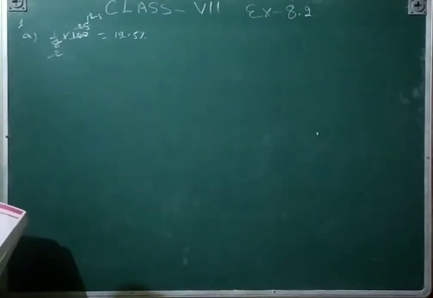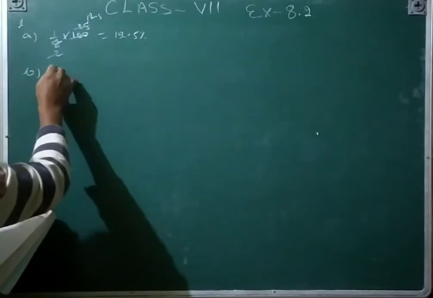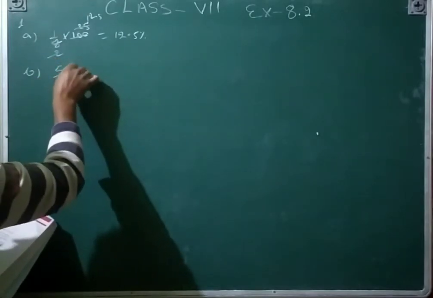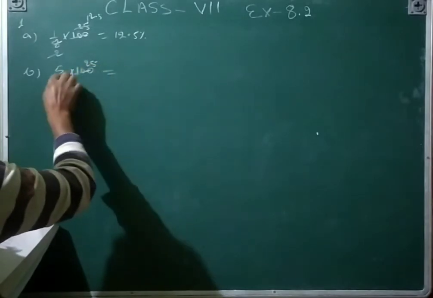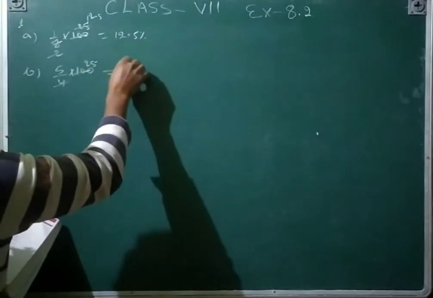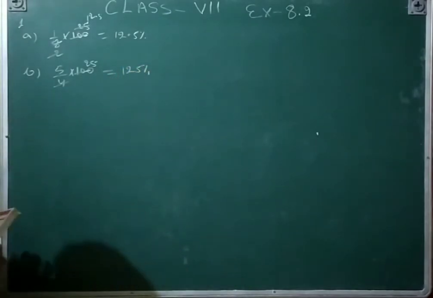And then the second part also, see that B part: 5 upon 4 into 100. That is 25, and then 25 5s are 125. And then C part and D part you can do, no problem there.